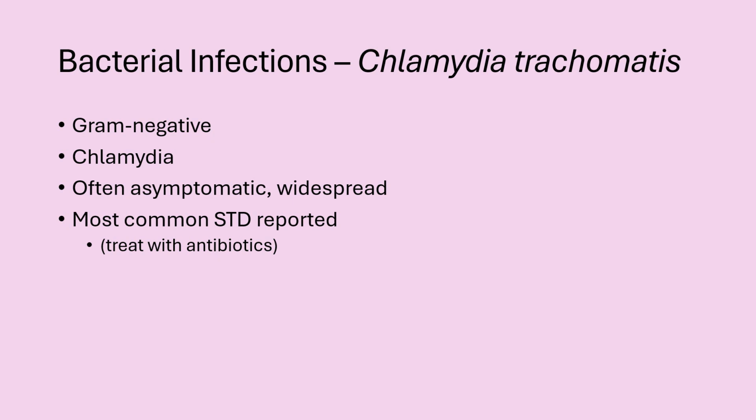Chlamydia trachomatis is gram-negative. It's the causative agent of chlamydia. This is the most common STD reported. It's very widespread. It's easily transmitted from one sexual partner to another because it's often asymptomatic, so the person doesn't know that they have it, and therefore they don't know they're transmitting it to someone else. You can treat this with antibiotics. Once again, with any of your STDs, you need to be treating all partners.